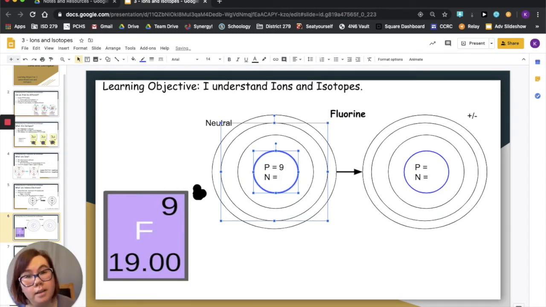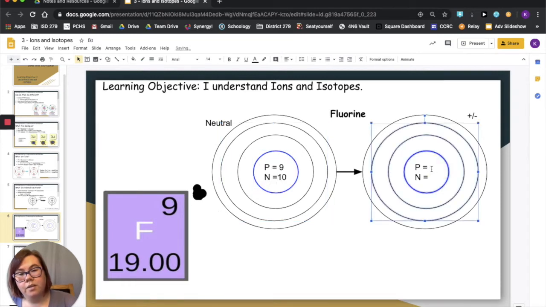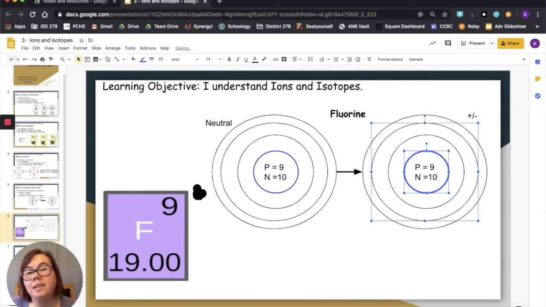And to get neutrons, if you remember, we round the atomic mass, which is on the bottom of our periodic table square. And then we subtract from it our atomic number. So we have 19 minus 9 gave us 10 neutrons. I'm going to go ahead and type that in our box for the ion as well, since we know that with our ion, our protons and neutrons are not changing. So it's going to be the same number of protons and neutrons.